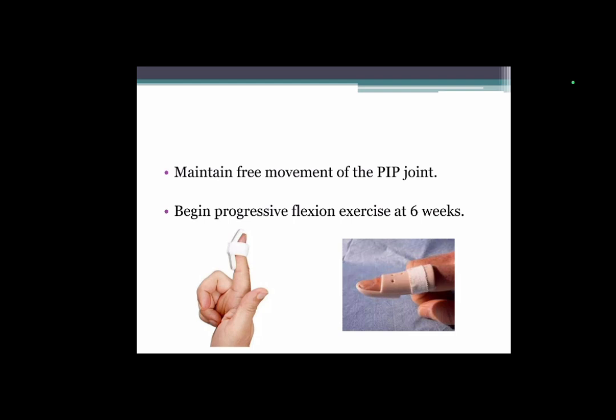Indications for surgery: large avulsion fractures, volar subluxation of the distal phalanx, open mallet finger injury, failed conservative treatment, chronic mallet deformity. Then surgical procedures are K-wire fixation, extension block pinning, open reduction and internal fixation, tendon repair or reconstruction.